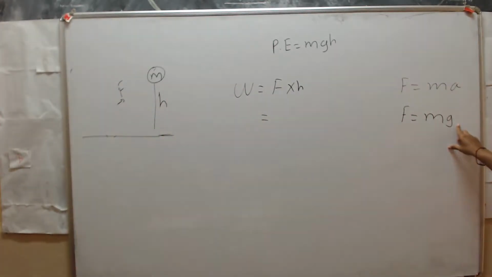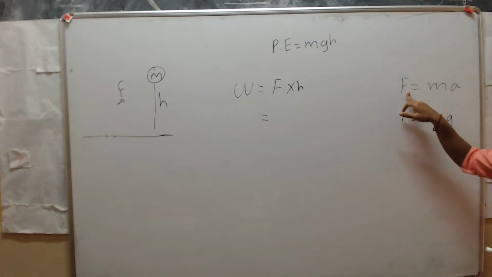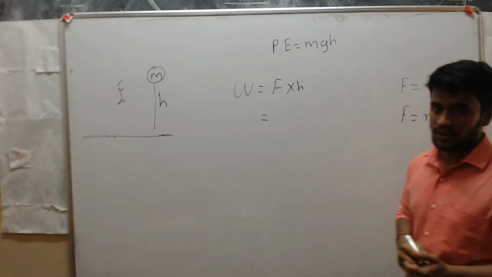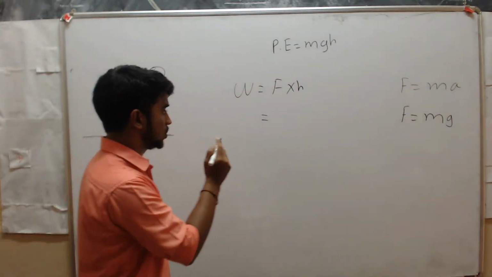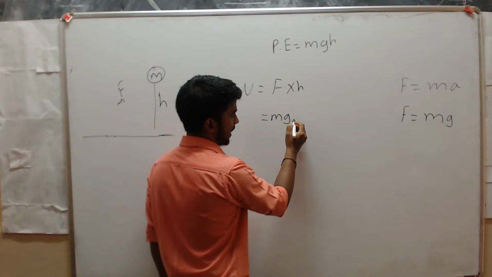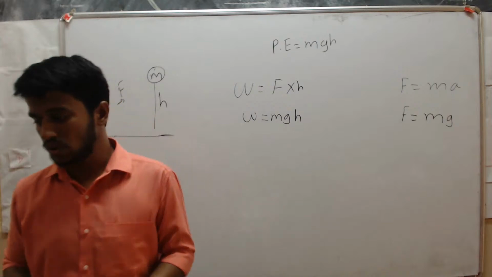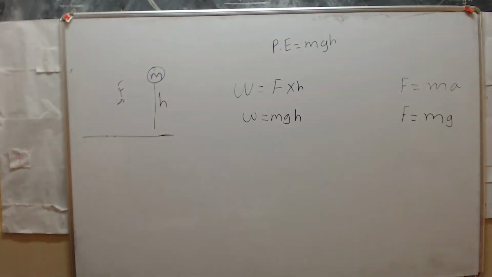Here g is also acceleration, but this is acceleration due to gravity. If you want to calculate force, you have to multiply the mass of the object and its acceleration. Correct? Here g is acceleration due to gravity. So that's why force is equal to m into g, and the height is h. So we got work done is equal to m into g into h.